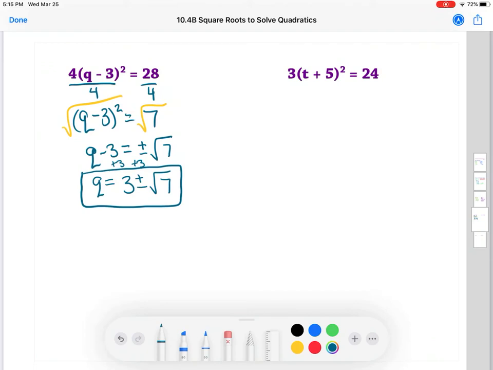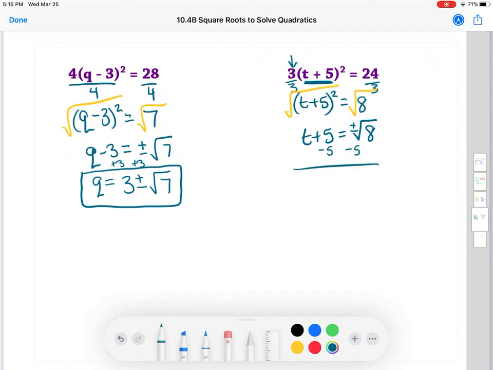The second one on this page, here's our stuff that's squared, so I need to get rid of the 3. So we're going to divide by 3. 3 times (t plus 5) squared equals 24. 24 divided by 3 is 8. Square root both sides. So I have t plus 5 is equal to plus or minus the square root of 8. And then t plus 5 is undone by subtracting 5 from both sides. So t equals negative 5 plus or minus root 8.